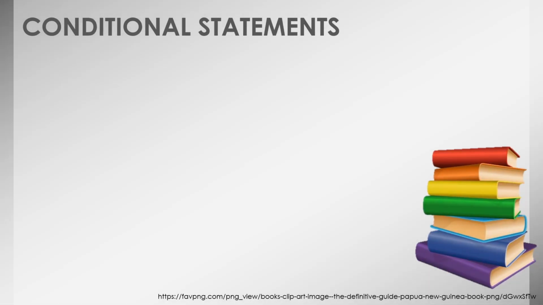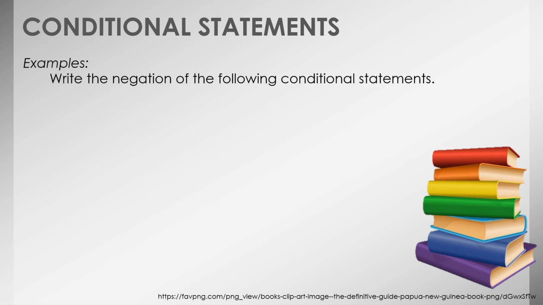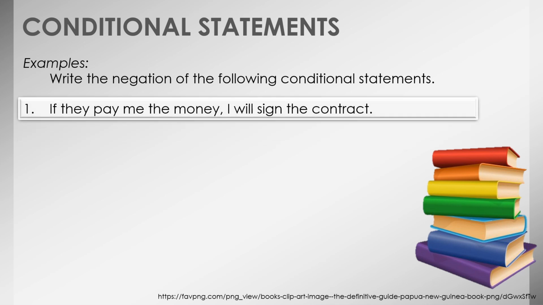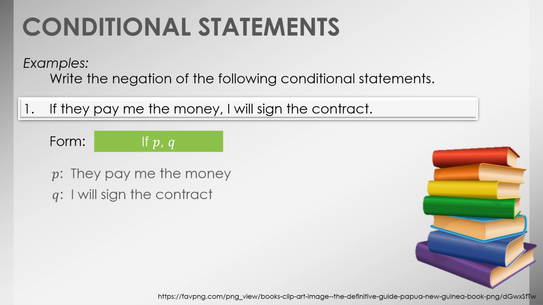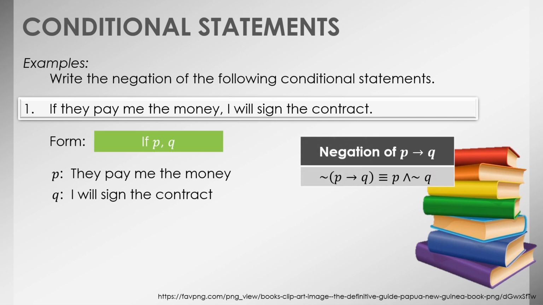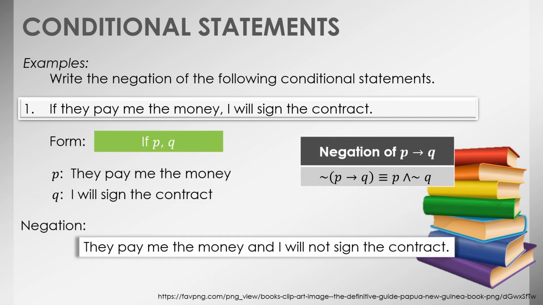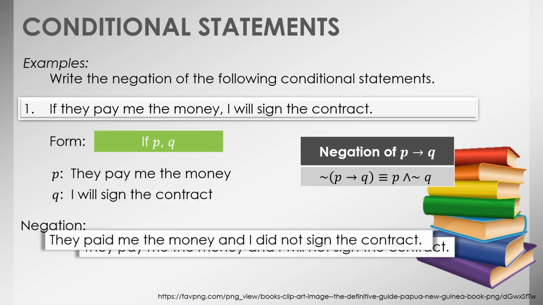Moving on, we have another set of examples. In this, we are going to provide the negation of the given conditional statements. Firstly, we have this. Note that this conditional statement is of this form. So with this, we can easily determine the P and the Q statements. In fact, we have the following. So recalling the symbolic representation of the negation of a conditional statement, we have this negation. Alternatively, we can also have the negation like this.